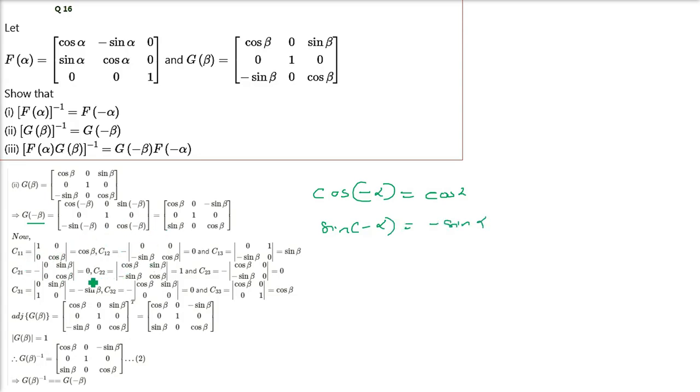Cofactor matrix we have just seen how to find out, along with the sign, because cofactor is all about signs. Minor with sign is cofactor. Then you have to take the transpose divided by the determinant. Determinant is going to be 1.